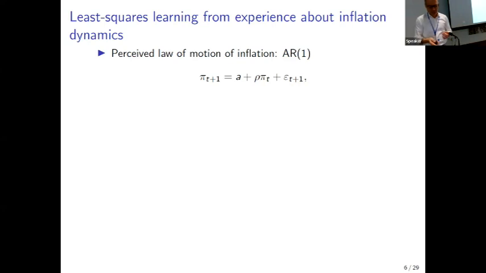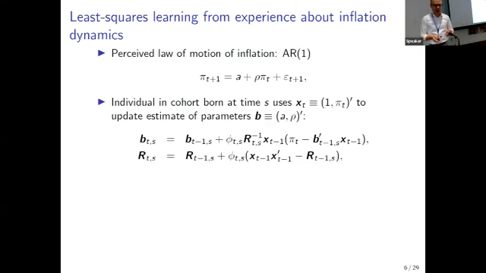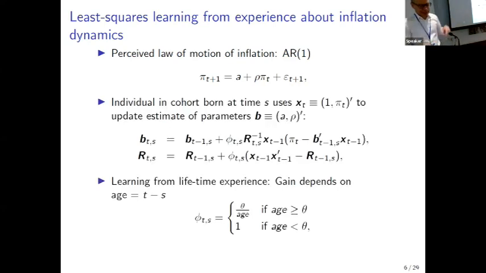And then we basically have people do least squares learning, but least squares learning with a twist that the gain in this least squares learning is age dependent, which basically means when people get older and they have more data accumulated in their lifetimes, they react less to a new inflation surprise. So a young person reacts a lot, an old person reacts less to a given inflation surprise. And as a consequence, you get cross-cohort differences in inflation expectations.